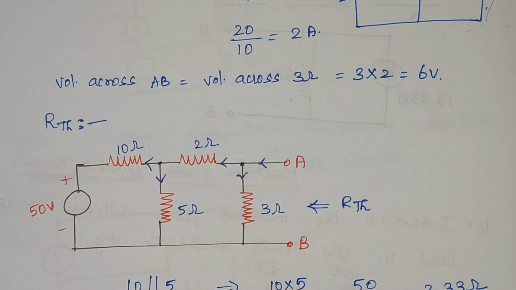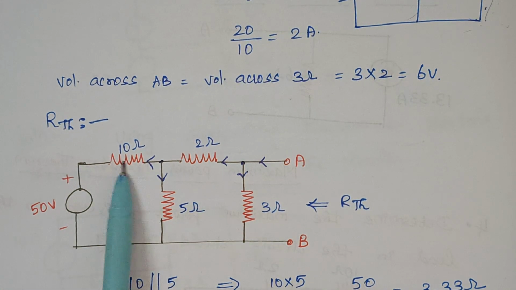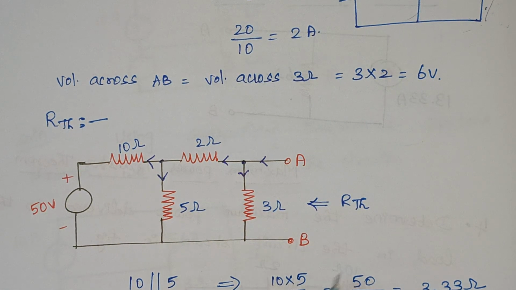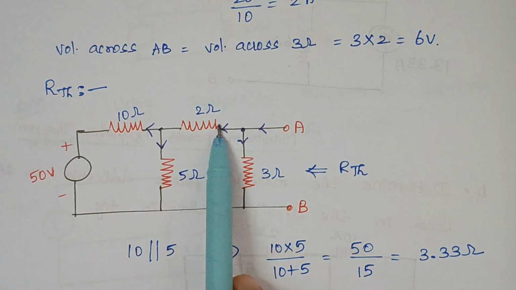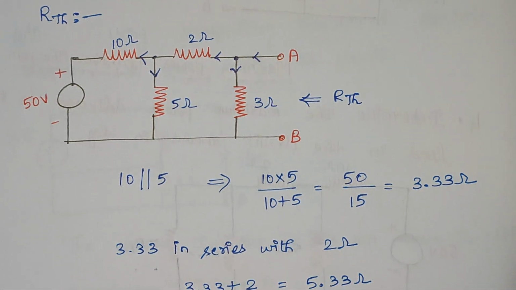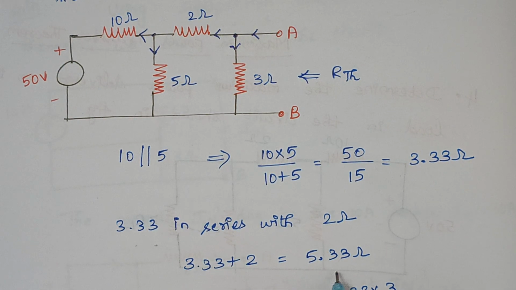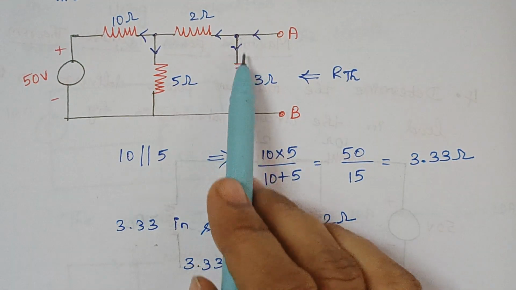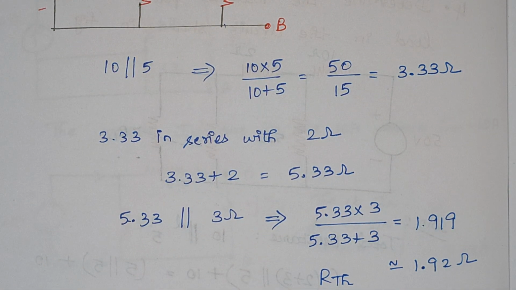while solving, you see these two resistors are connected in parallel, right? So 10 into 5 divided by 10 plus 5 gives 3.33. So this combination comes in series with this 2 ohm, right? So 3.33 ohm is in series with 2 ohm. Just add 3.33 plus 2, that gives 5.33 ohms, right? Now this 5.33 comes in parallel with this 3 ohms. Therefore here the net value is 1.92 ohms, right?